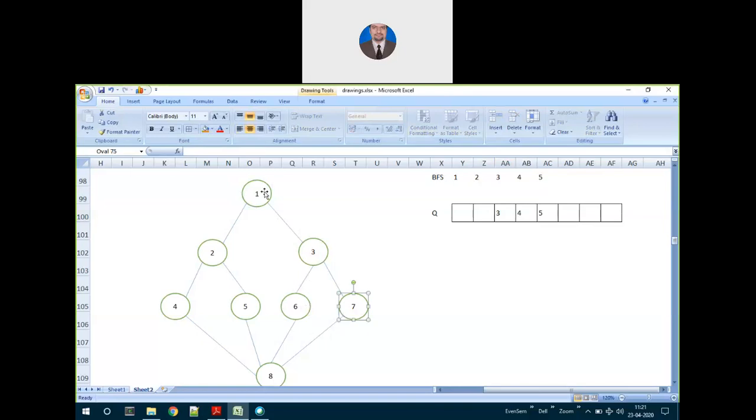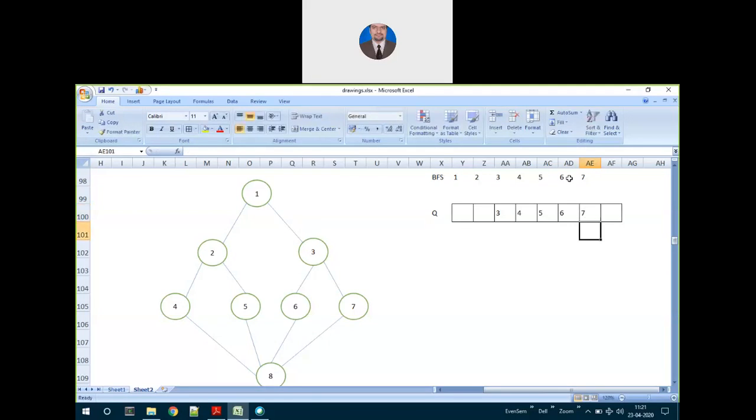Among these 3, 1 is already explored, so I will exclude this one. What are the remaining? 6 and 7. I will consider 6 first, so I will add it into my BFS as 6, and at the same time insert this 6 into my queue. Then the next is 7. That vertex 7 also I will add into my BFS search, and include it in the queue.